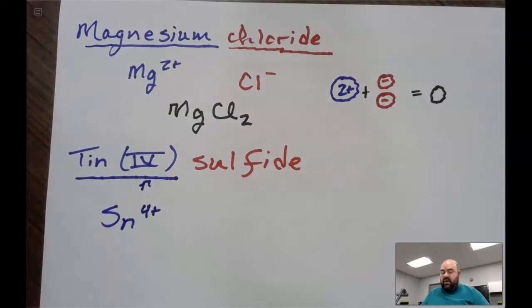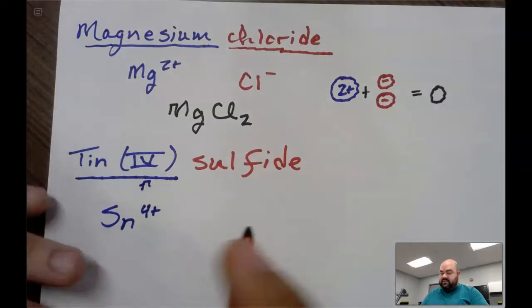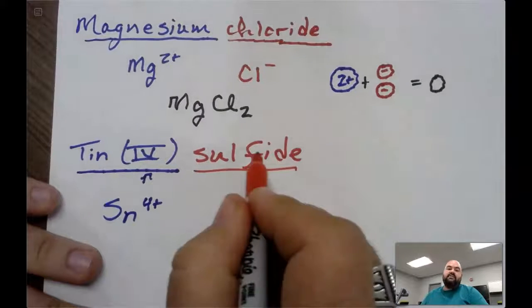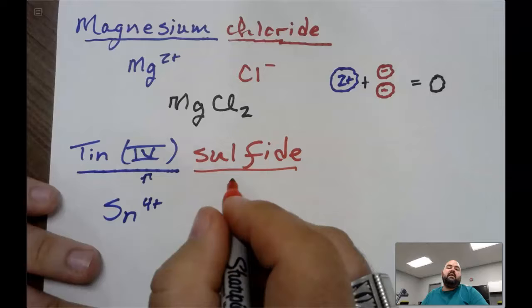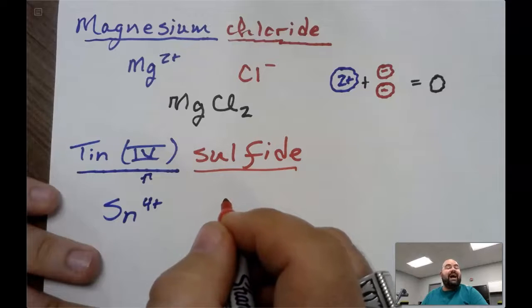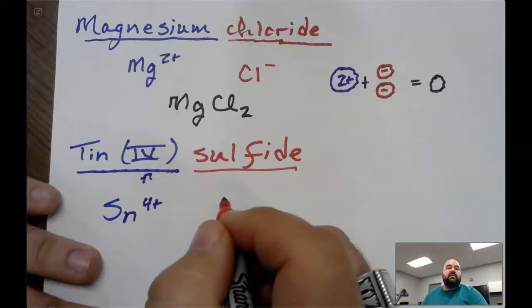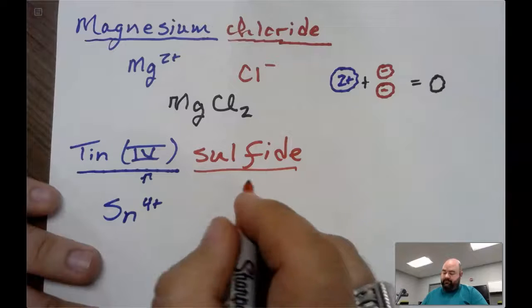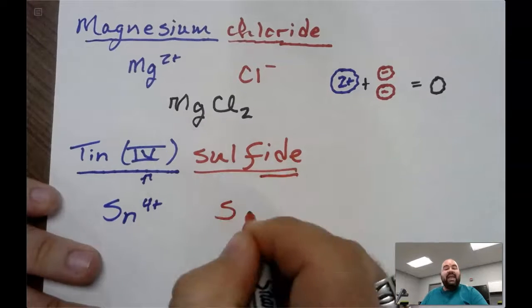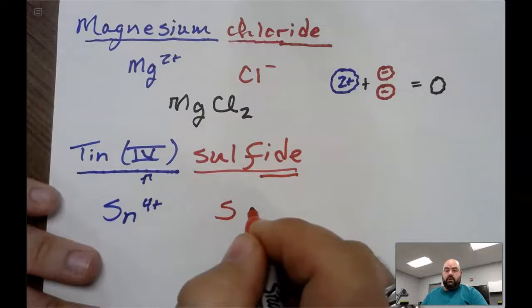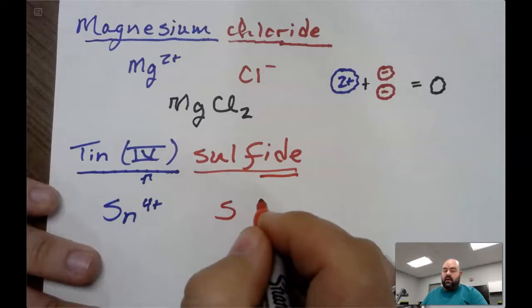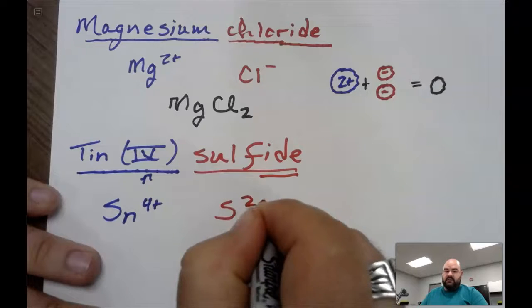Now, when I look at the second part of the name, the sulfide, the sulf tells me that it comes from the element sulfur. It's the ide, so it does have to do with sulfur. And since it does end in ide, it's the anion form of sulfur, which, based on what I know about the periodic table so far, I know is 2-.